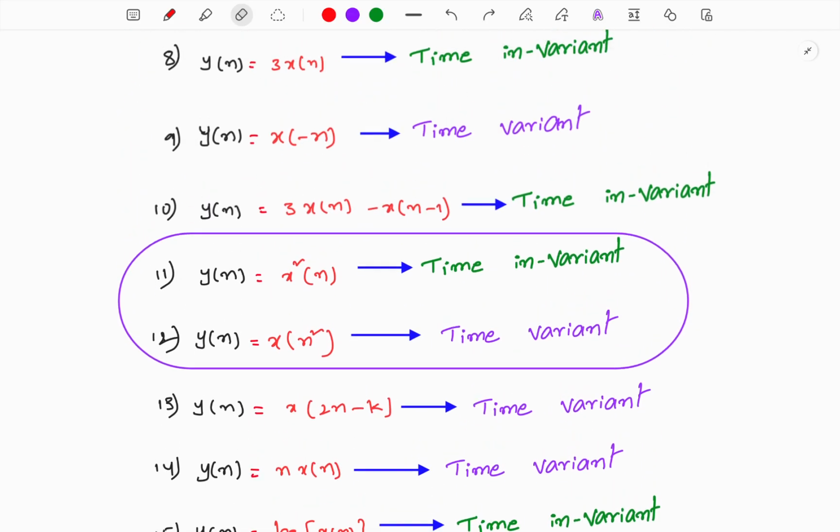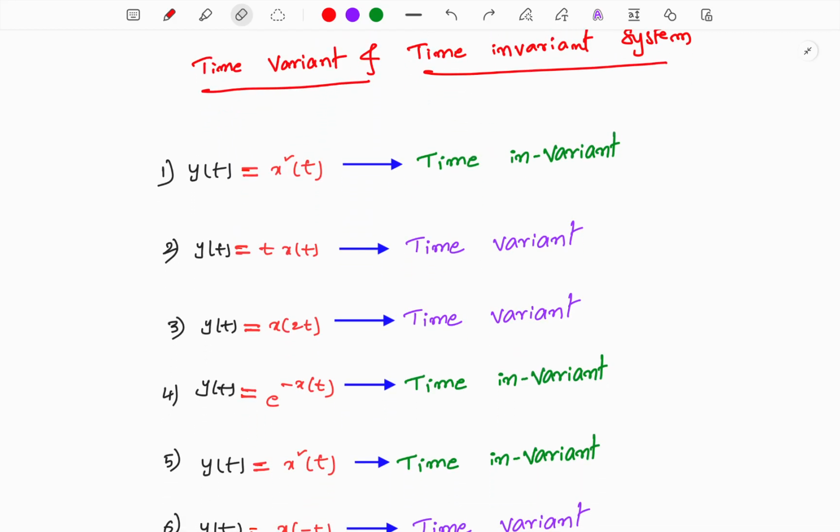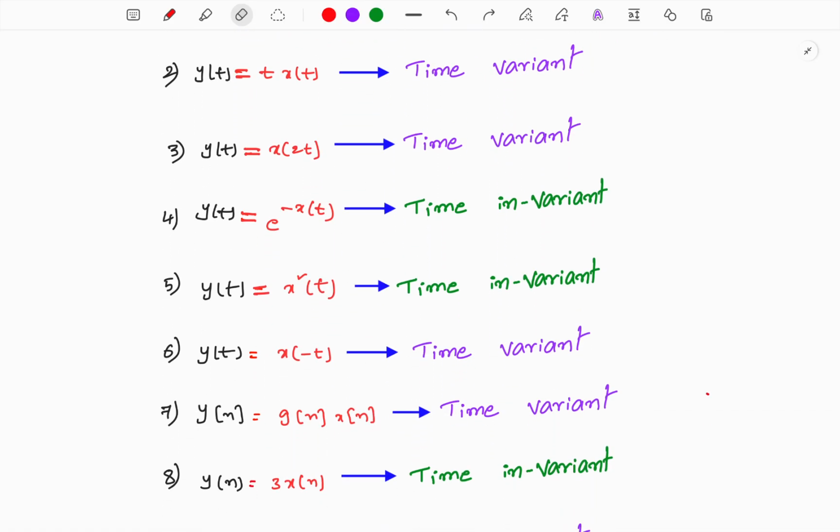By seeing all this, wherever we get a time variant system, it means the input is multiplied by a time factor, a time parameter. If the input is multiplied by a time parameter, or time scaling is involved, it is time variant. Next, time reversal also gives a time variant system.